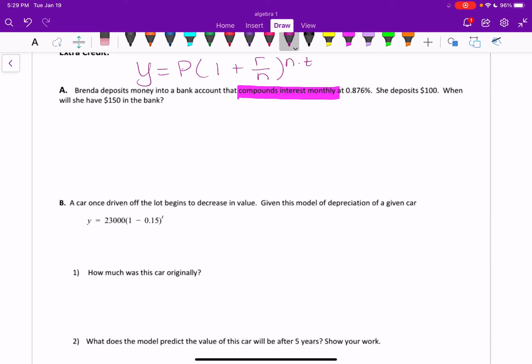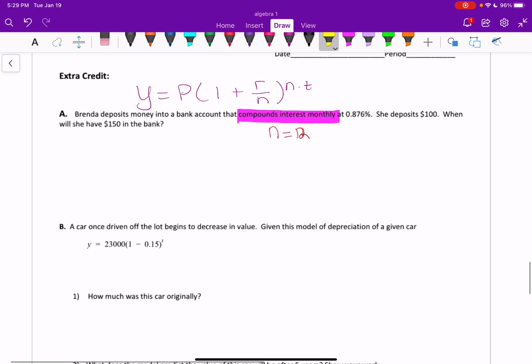Let's see what we know. She deposited the money in the account, compounded monthly. So we know N equals 12. See, I tried to rush it, and that wasn't a good idea. So N equals 12, I get that from there. Here is our rate. Just because there's a decimal on it doesn't mean it's a decimal. It still has the percent on it. So we need to divide by 100 here. So our rate is going to be 0.00876.